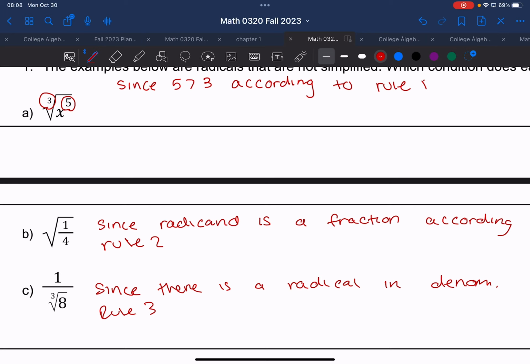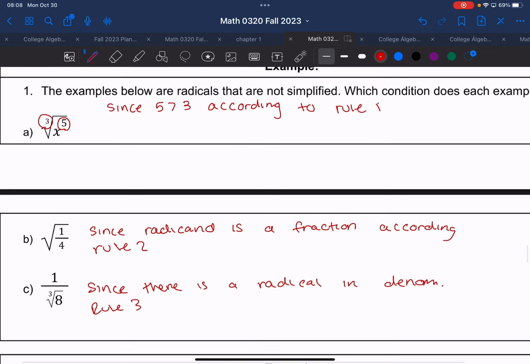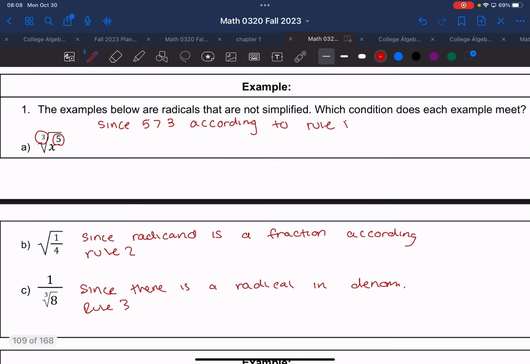So these examples were just showing us how the rules were applied. All these can't be simplified.